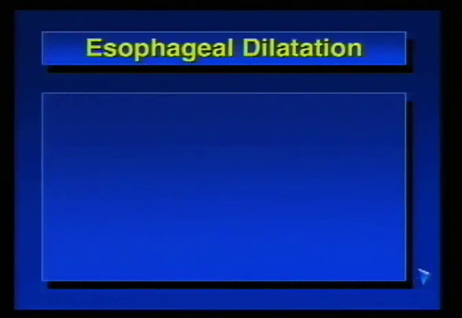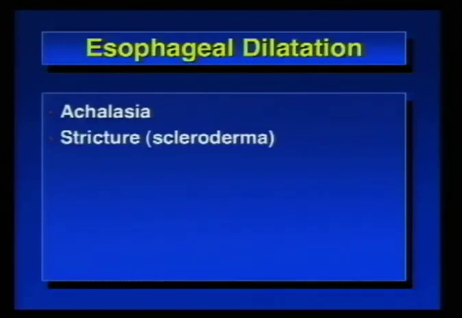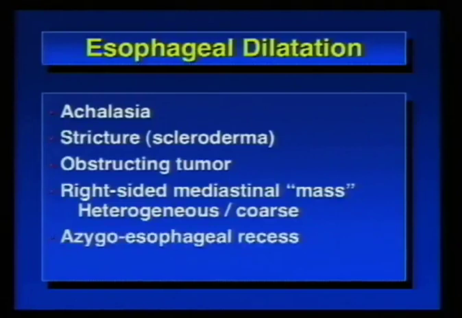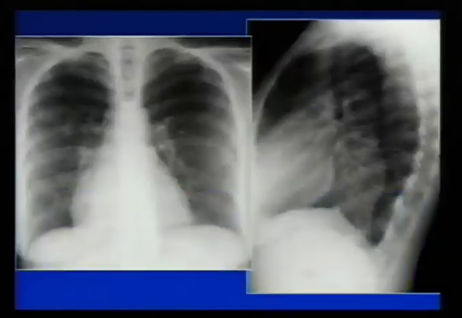Okay. Probably the last thing I'm going to talk about in the mediastinum, esophageal dilation. This can be due to what? Usually it's distal narrowing due to achalasia, stricture such as in scleroderma, or an obstructing tumor, such as what? Esophageal carcinoma or gastric carcinoma. So you can see a right-sided mediastinal mass that tends to be heterogeneous and coarse. Why? Because the esophagus is obstructed and you see ingested material within that esophagus. It's dilated. You can see an air fluid level. So azygoesophageal recess is a good place to look for that. An air fluid or fat fluid level can occur.